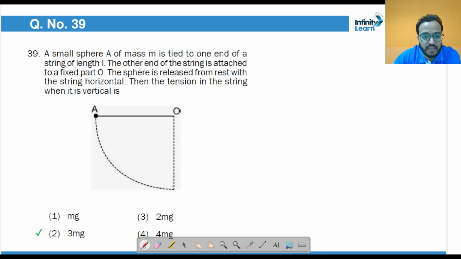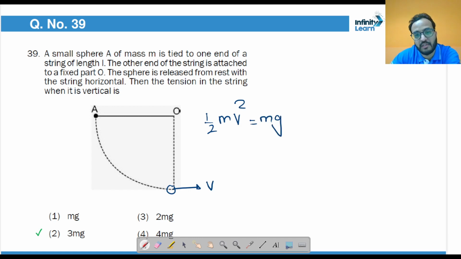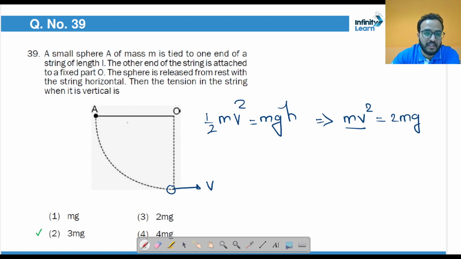This is very simple. What is the velocity here? Find out. So you will say, sir, half mv square is equals to mgh. So from here you will say, mv square is equals to 2 mgh. Let's say this is r, this is also r. So instead of writing h, we can say r. So mv square by r is 2 mg, equation number 1. This is the height by which it has fallen.